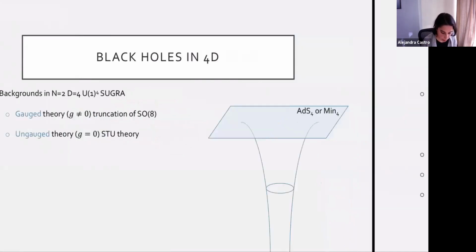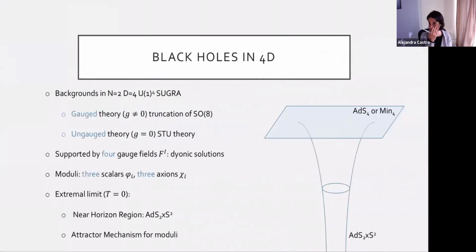Now, this theory contains a bunch of stuff. So it basically contains 4 gauge fields. So that's basically the information that I'm listing there. And we'll be looking at ionic solutions. That means we're going to be looking at solutions that carry both electric and magnetic charges.